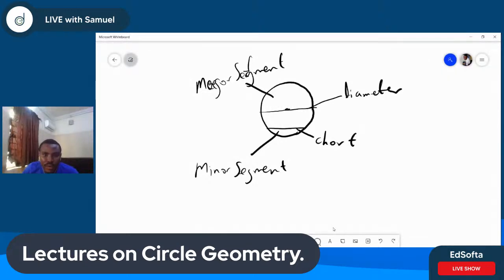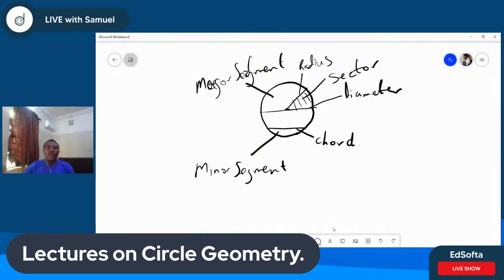Half of the diameter, from the midpoint to any part of the circumference, is the radius. The distance from the midpoint to any point of the circumference is the radius. Now this shaded portion can be seen as the sector. So this is just an overview of the circle. It has a sector, a segment, a radius, a diameter, and a chord.